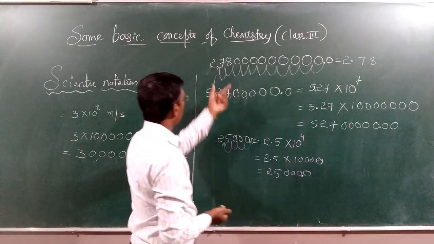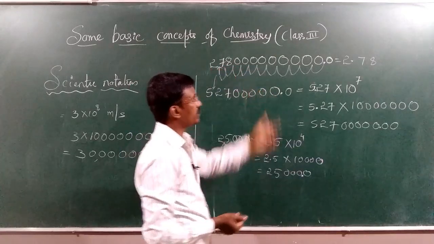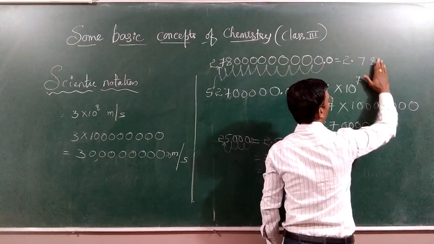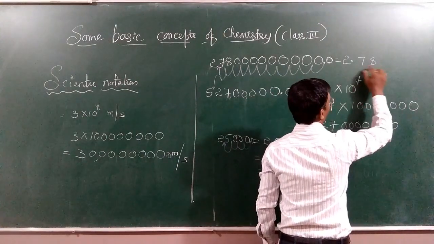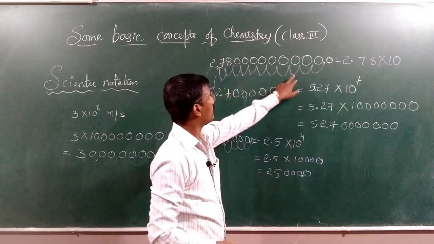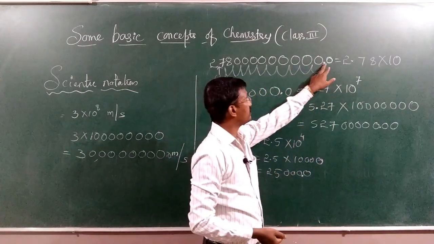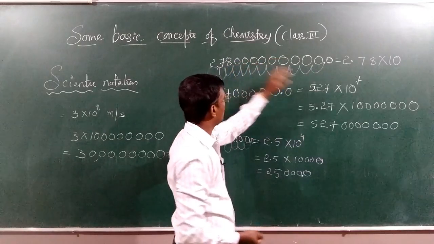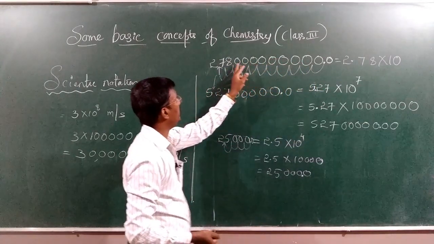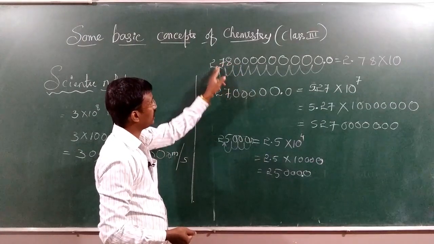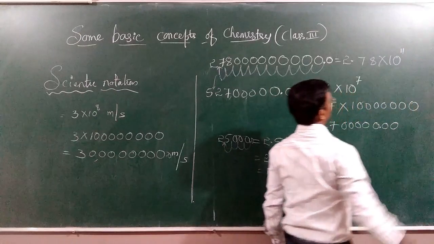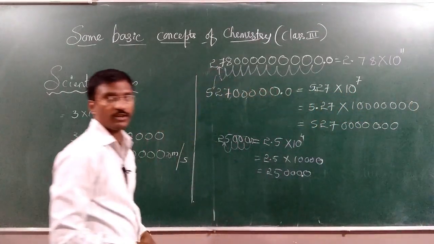If you write 2.78, a trailing 0 means there is no problem. But if you have non-zero terms, writing that much is enough. If you write 0, there is no problem, but we don't want to write that one. So 2.78 into 10 to the power of what? How much do I have to write? The number of places the decimal point is shifted is 1, 2, 3, 4, 5, 6, 7, 8, 9, 10, and this one is 11. So 10 raised to 11. This is called scientific notation.